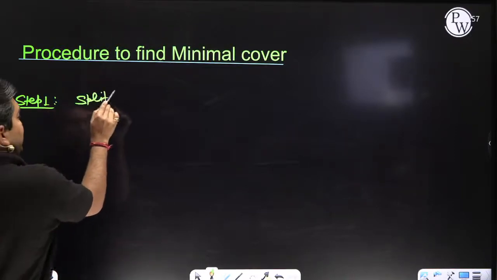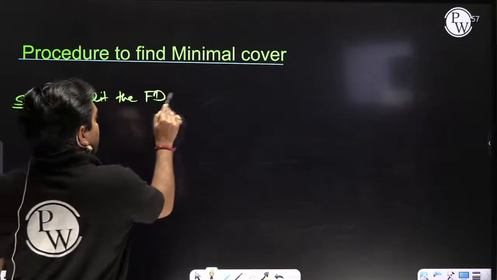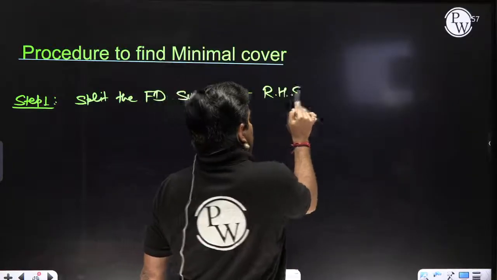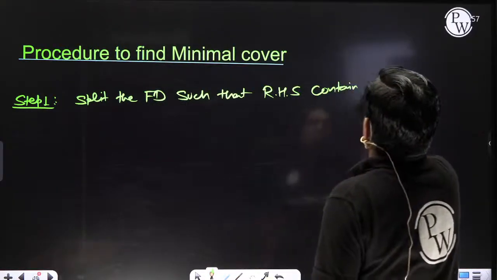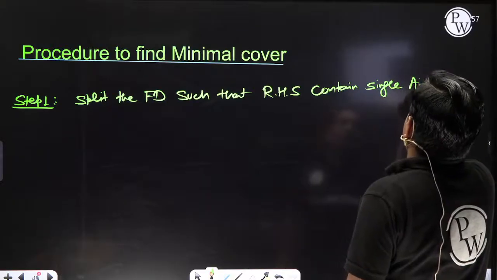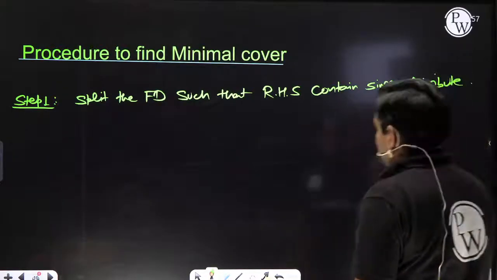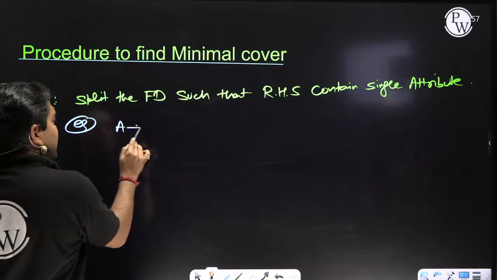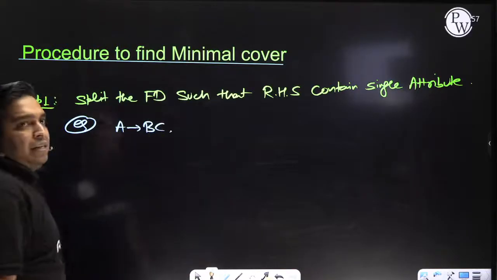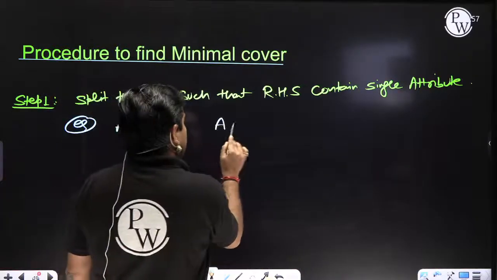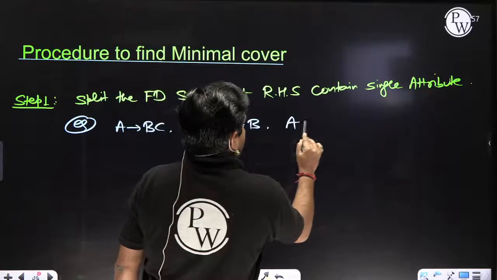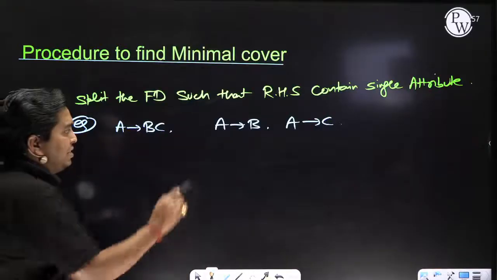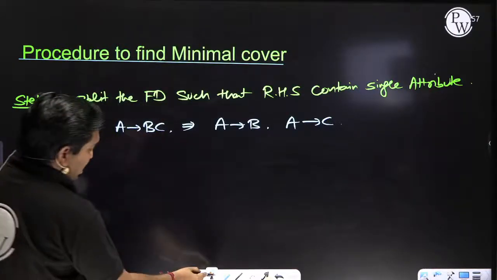Split the FD such that RHS contains a single attribute, my dear. For example, A determines B and A determines C. You know the Armstrong property. A determines B and A determines C. Clear? This is step number one.